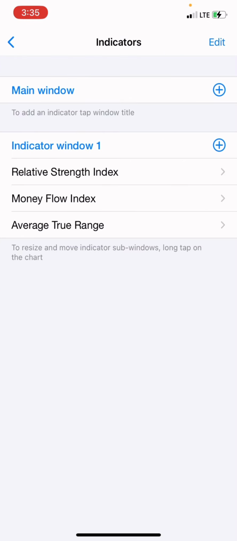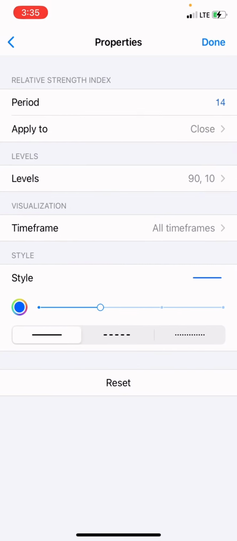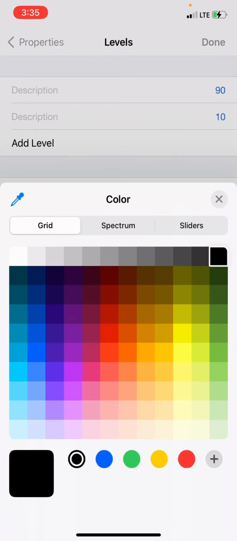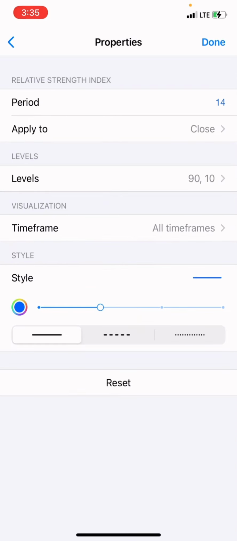Now I'm going to show you the settings for this strategy. The period on the RSI is 14. You apply it to close. The levels you're going to use are 90 and 10. Then the style is going to be 3 pixel. The color is going to be black, just as you can see. Then the line is going to be the one with the space. After that you click on done. Then the style right here, you put 2 pixel. The color you put on blue, on this first straight line pattern, then you click on done.